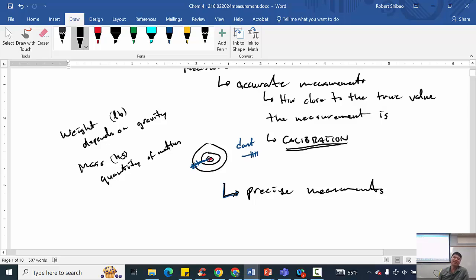Physicists wouldn't use these interchangeably, but chemists often do because chemists work in a laboratory, and the laboratory is not in an elevator that's moving up or down. The force of gravity on Earth is fairly constant, 9.8 meters per second squared, and so we use these interchangeably. It changes so little that you shouldn't worry about it.